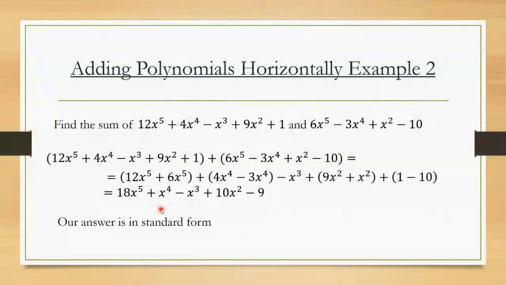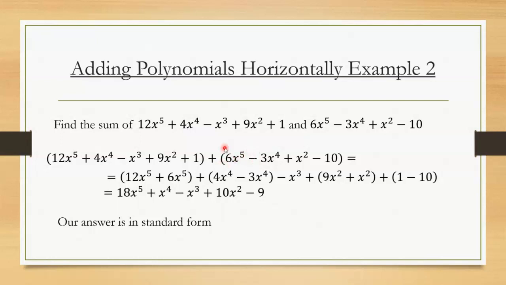Let's do another one. Here's another fun one. This is just another example I figured we'd do. We're adding polynomials horizontally, so same idea. We're trying to find the sum of this one and this one. So we're going to add these two together. You really don't have to put them in parentheses like I did here. I just thought it'd be easier for us to see visually what's happening.